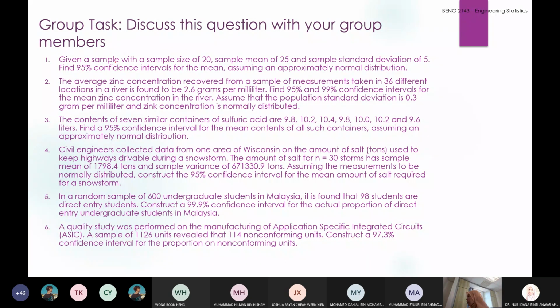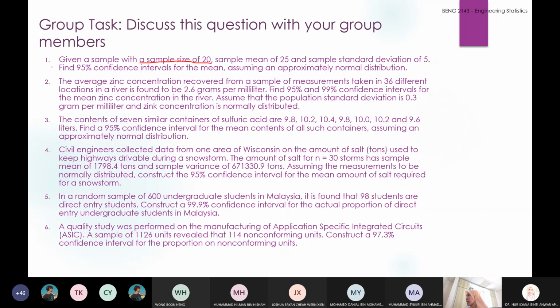Given a sample, for the first question, the sample size is 20. They just said they have the sample mean and sample standard deviation, and then they ask us to find a 95% confidence interval for the mean, assuming approximately normal distribution. Fitness said this is actually for the large sample and unknown variance. Anyone want to support Fitness's answer, or do you have a different answer from Fitness?